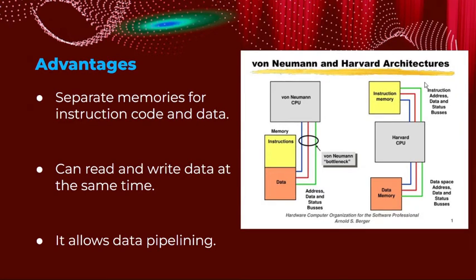So here we have the differences. We have, for example, here the von Neumann bottleneck. It explains how the instruction and data are in the same memory as a linear structure, and in the Harvard architecture we have two separate memory blocks.